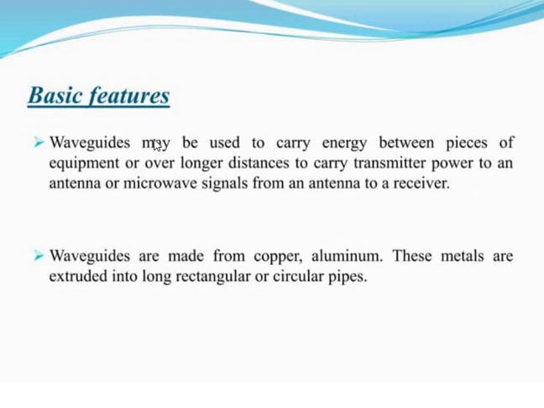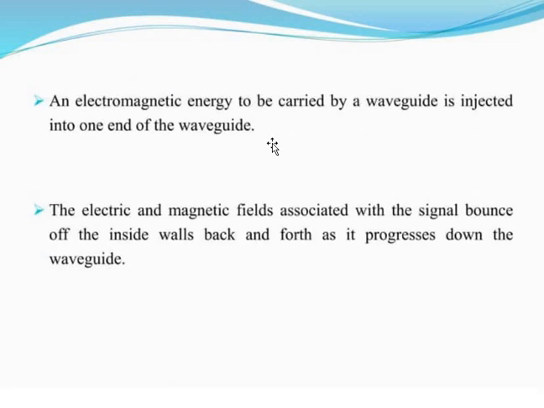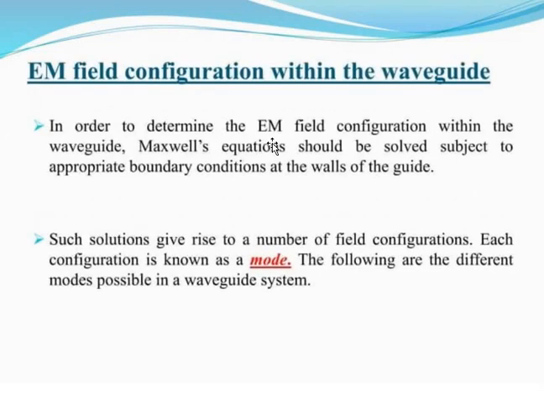Waveguides are made from copper, aluminum, and these metals are extruded into long rectangular and circular pipes. The electromagnetic energy to be carried by a waveguide is injected into one end of the waveguide, and the electric and magnetic field associated with the signal bounce off the inside walls as it progresses down the waveguide. The EM field configuration within the waveguide.